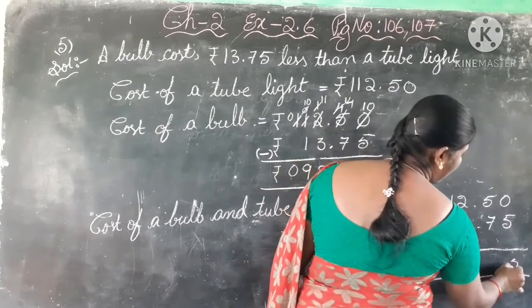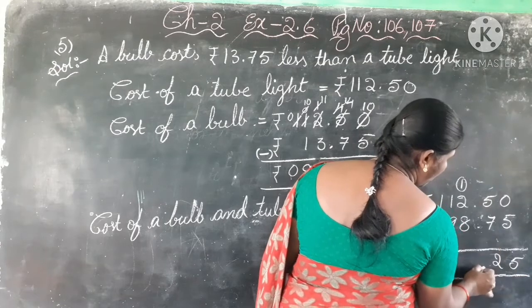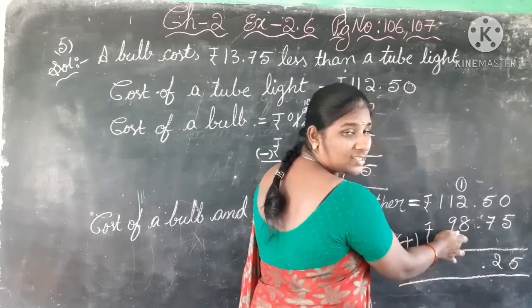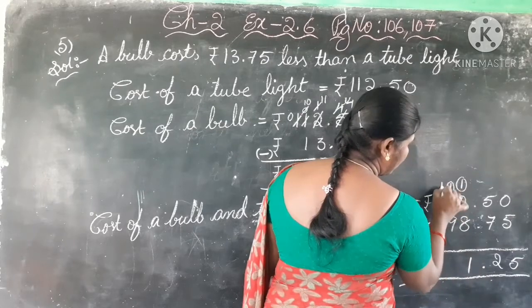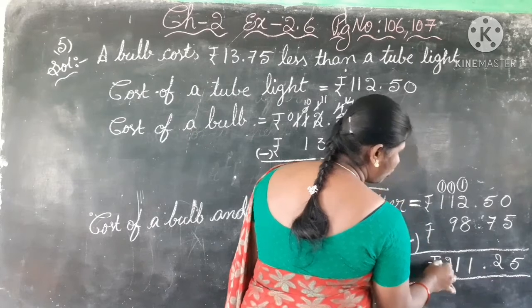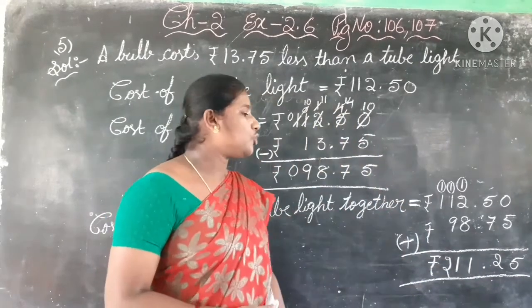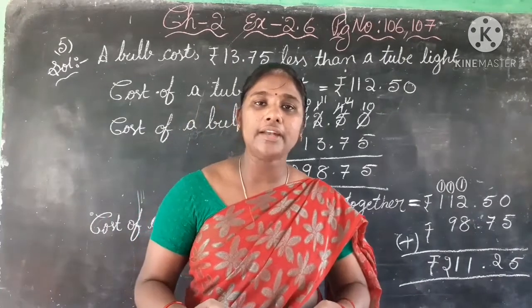Add this, 0, 5, 5. 5 plus 7, 12. Here 1, here 2. Point right here. 8, 2 plus 8, 10. 10 plus 1, 11. 9 plus 1, 10. 10 plus 1, 11. 1 plus 1, 2. Rupees 211.25. Okay, all these problems do in your classwork with neat handwriting.